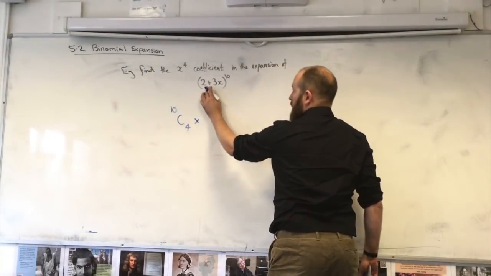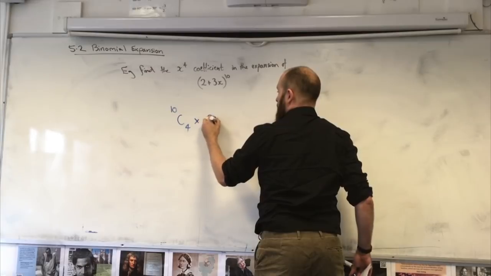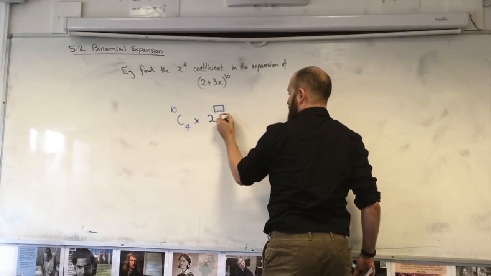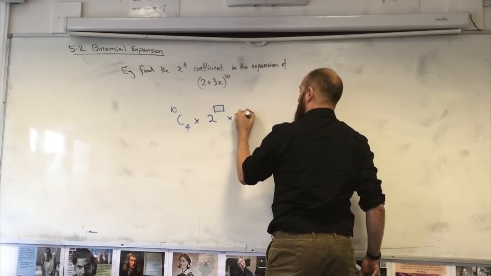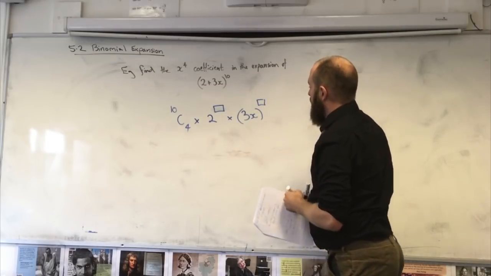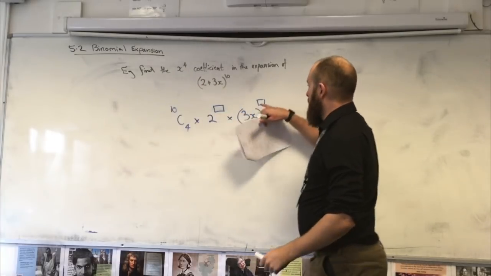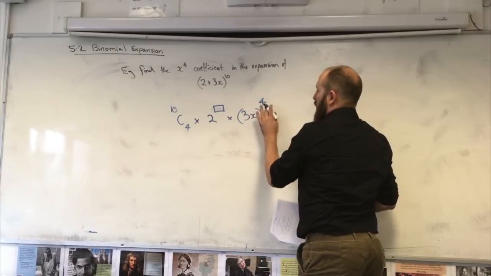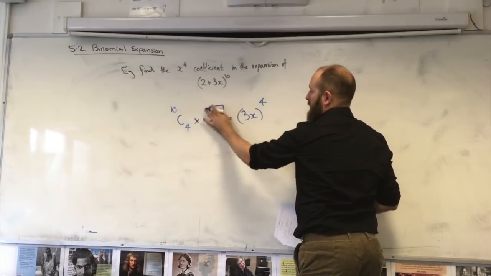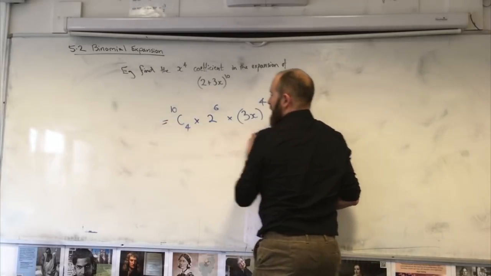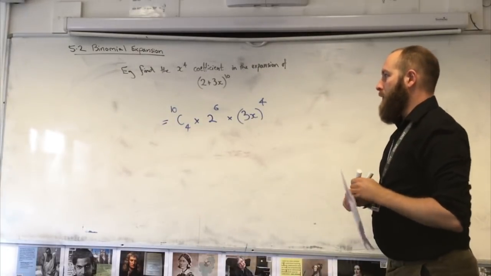Next we need to work out 2 to the power something. So we want 2 to the power something, and then we want 3x to the power something. Because we want the x to the 4 term, I know this power has to be 4. We know the powers have to add up to 10, so this power needs to be 6. And straight away, if I work this out, I find the x to the power 4 term.